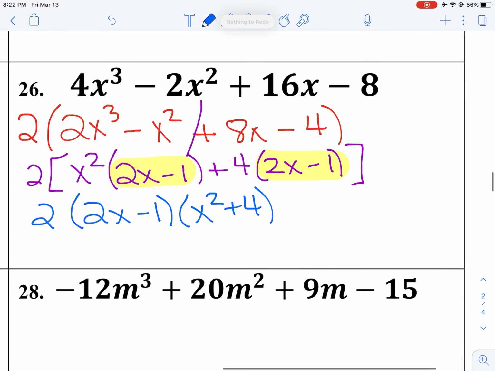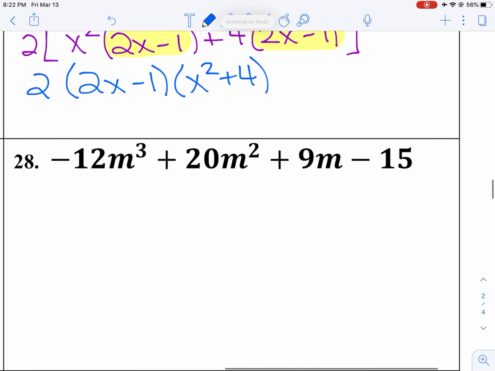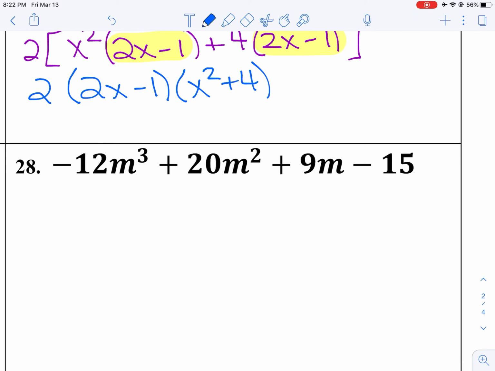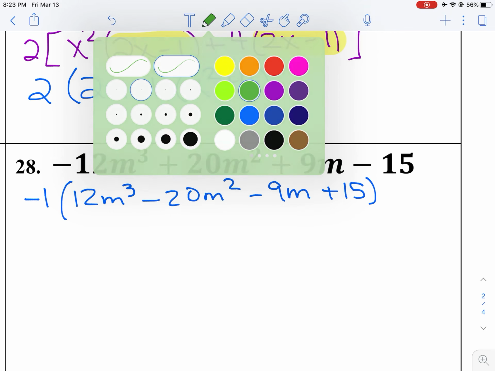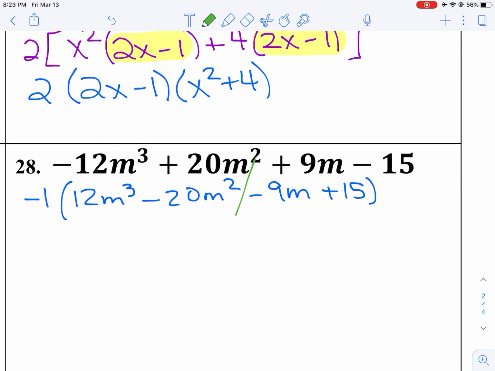So let's go ahead and look at number 28. That's right here also. So if I look at 28, ooh, it has a leading coefficient that's negative, so I should take that out first. But do they also have anything else in common? I don't think so. I only think that they have a negative in common. So then I would get 12m to the third minus 20m squared minus 9m plus 15. And so then I would do the exact same thing that I was doing before.